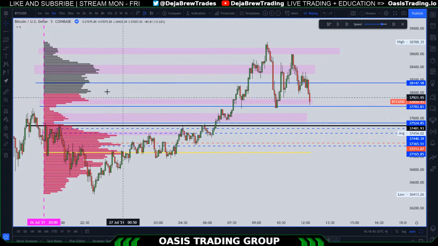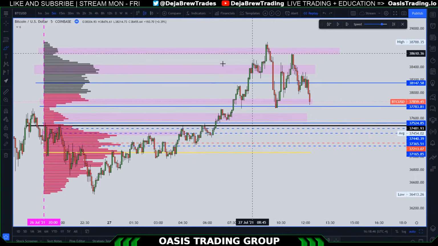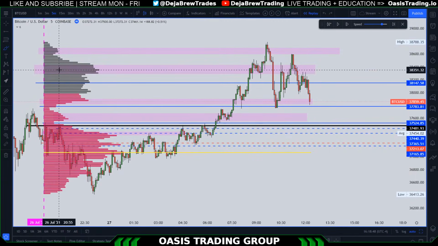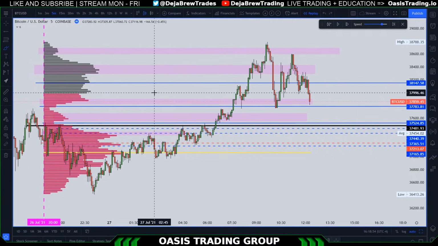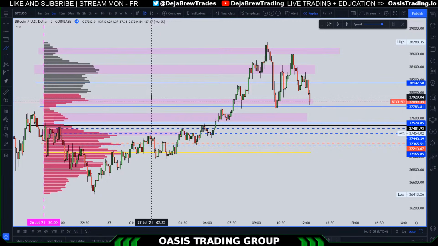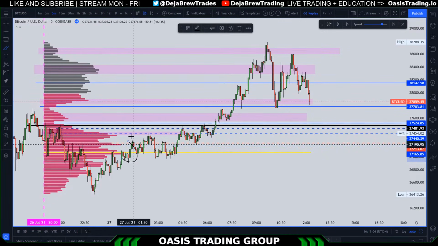Okay, one thing I want to note is look at this node building. Do you remember how small that node was when I first showed you guys that node? It's damn near the POC now. That's why you want to mark out these nodes when they start to build, because they can form into massive nodes like how these did.